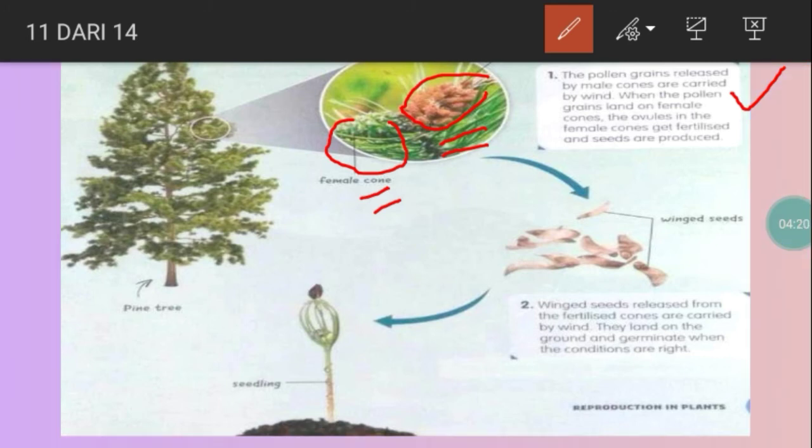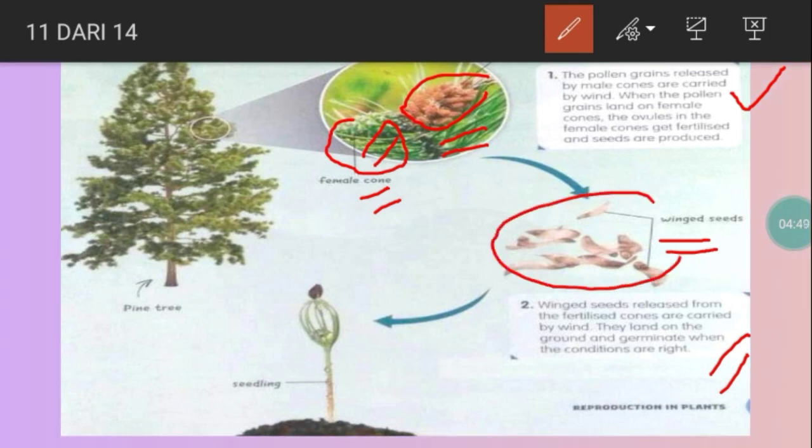After that, the ovule in the female cone is fertilized. Baru di sini terjadi fertilization, and then the seed are produced. Baru dihasilkan biji. After that, winged seed. Jadi karena bijinya winged seed, jadi bijinya ini bersayap ya. It has a structure that supports them to disperse by the wind. The winged seed are released from the fertilized cone and then carried by the wind. Ini akan dibawa oleh angin.